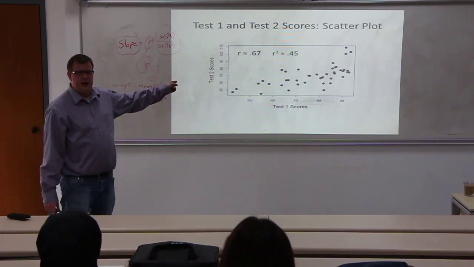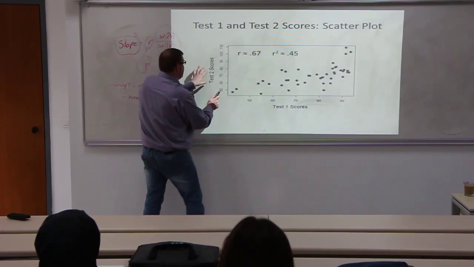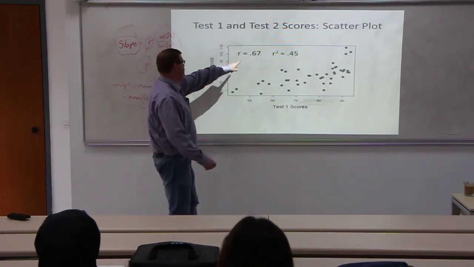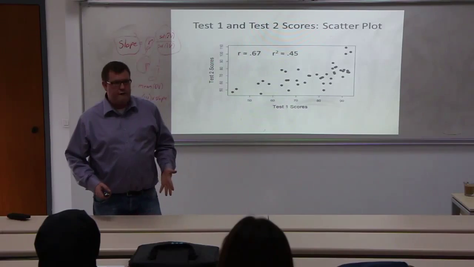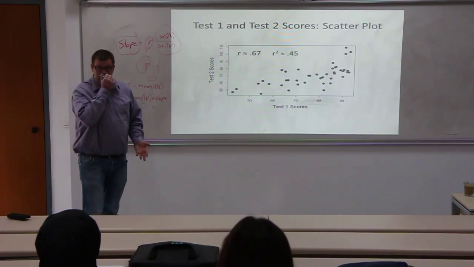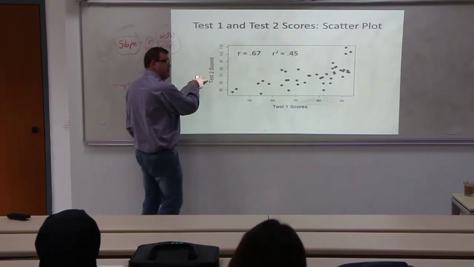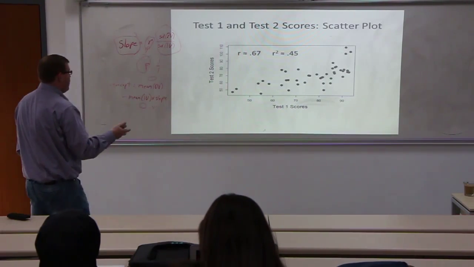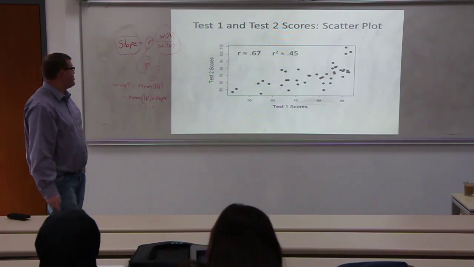This is the same scatter plot that we saw last class, right? So we have test 1 scores. As test 1 scores increase, generally there's an increase in test 2 scores, right? This is captured by a positive correlation. And if we square the correlation coefficient, what do we get? We get the coefficient of determination, which tells us what? The amount of variance explained by the latter. Yeah, it tells us the percent of variance in test 2 scores that test 1 scores explain. So test 1 scores explain 45% of the variance in test 2 scores.